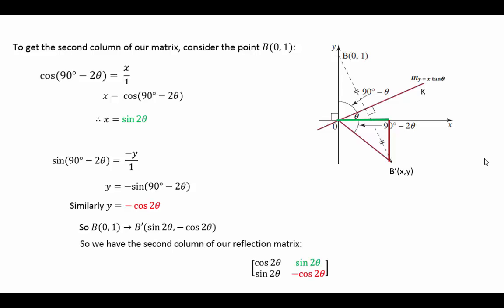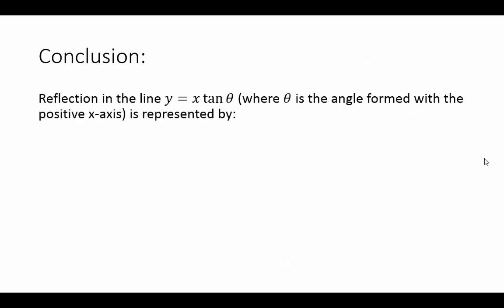And so we have the second column of our reflection matrix. And so a reflection in the line y equals x tan theta, where theta is the angle formed with the positive x-axis, is represented by M equals the matrix with rows (cos 2 theta, sine 2 theta) and (sine 2 theta, negative cos 2 theta).